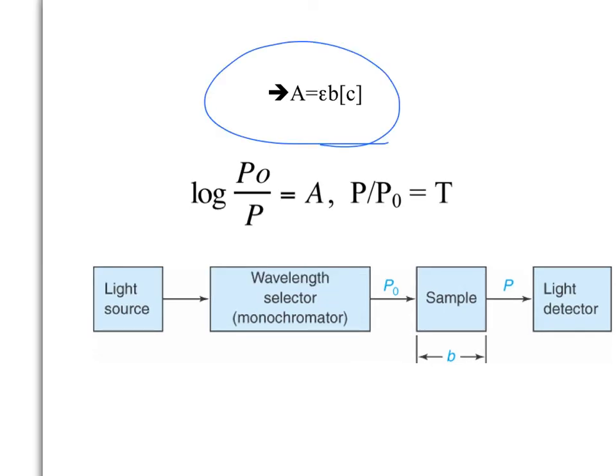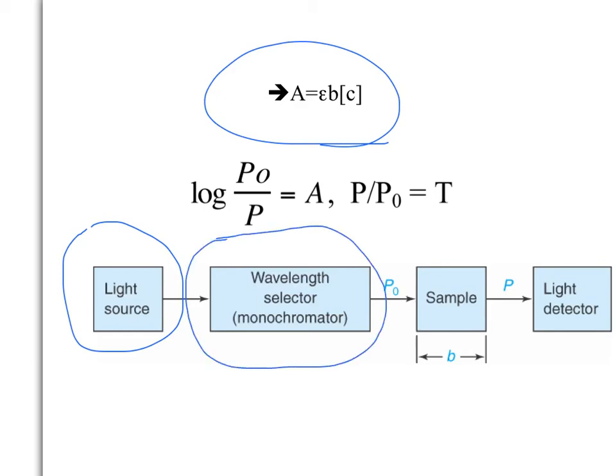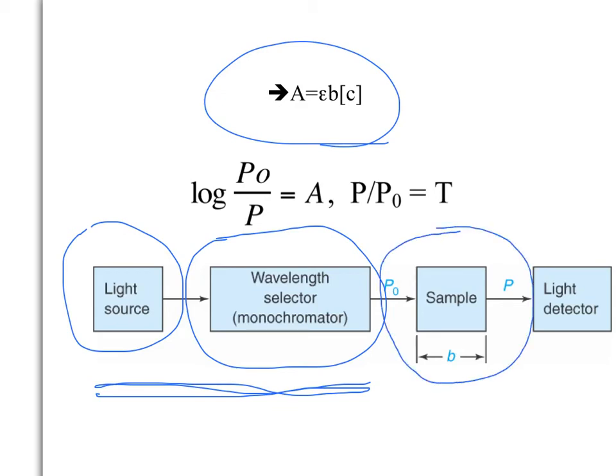We make absorbance measurements using a spectrometer, and a spectrometer consists of a light source and a wavelength selector, which separates the light source into a narrow range of wavelengths. In our case, we combine these two together by using a light-emitting diode. That light P0 is now passed through a sample cell of path length B, and finally the light hits a detector where it's measured. We can always determine P0 by simply removing the sample cell. So if the sample cell is missing, the detector measures P0.